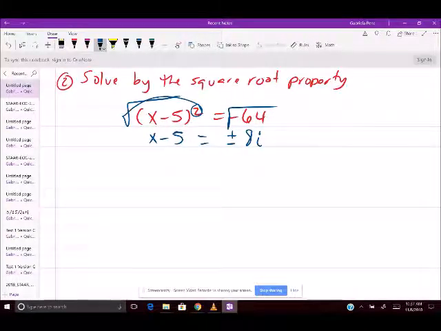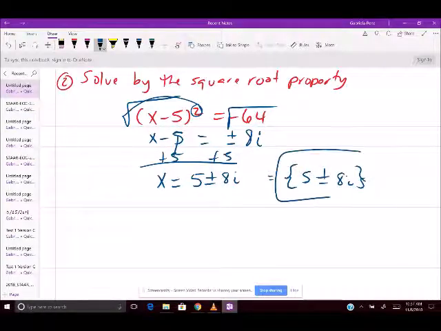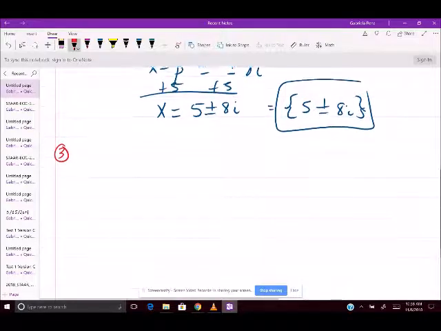Now, what is the last thing I have to do here to solve for x? Bring over the 5, so I have to add 5. Very good. This crosses out. x equals 5 plus or minus 8i. So your answer is 5 plus or minus 8i. There's your answer, just like that. The first three problems are all from section 1.5, in case you have to go back and look at it. Any questions on 2? No?